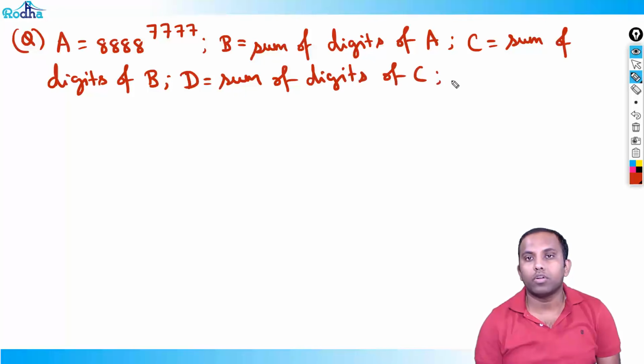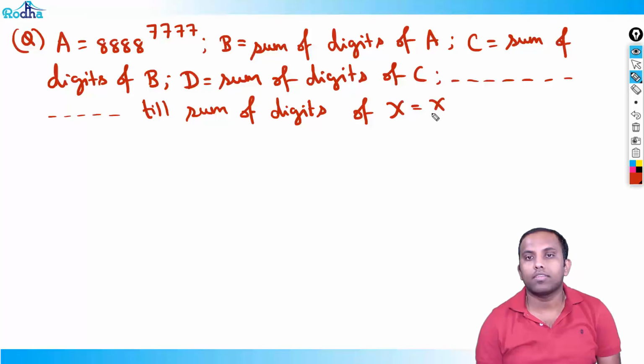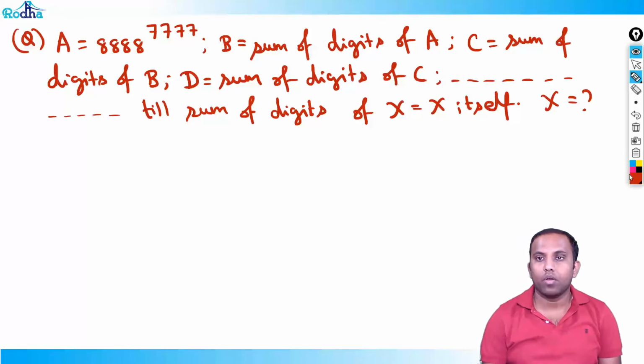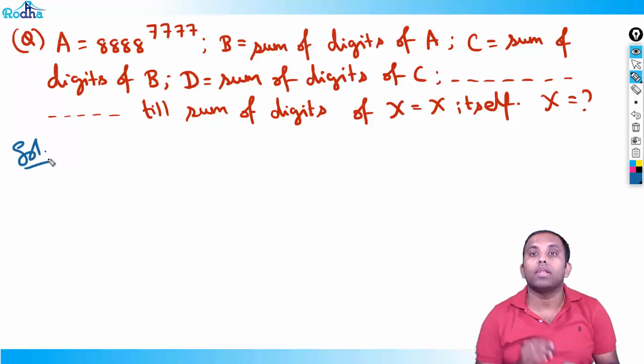And like this it goes on till the sum of digits of X is equal to X itself. Okay, so what is the value of X? This is a very good question actually, because it talks about the comprehension of a problem. How do you comprehend a problem?